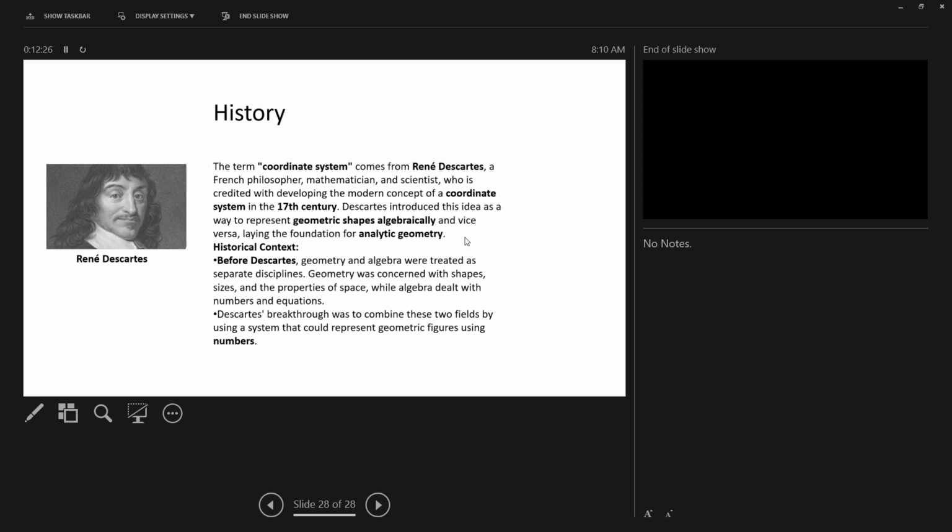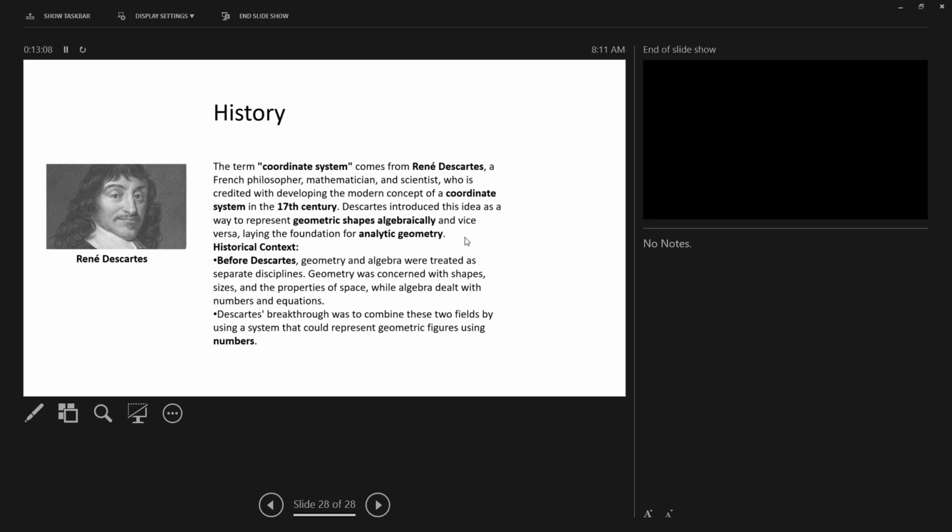The term coordinate system comes from René Descartes, a French philosopher, mathematician, and scientist who is credited with developing the modern concept of coordinate system in the 17th century. Descartes introduced this idea as a way to represent geometric shapes algebraically and vice versa, laying the foundation for analytic geometry.